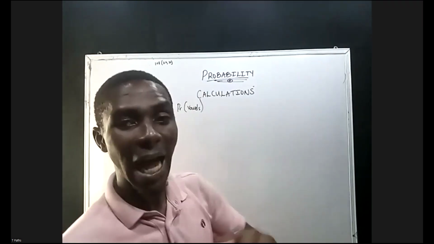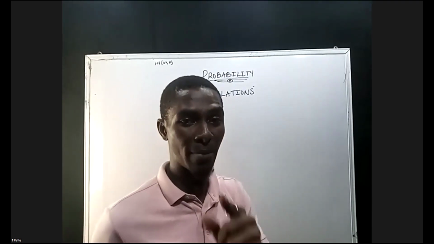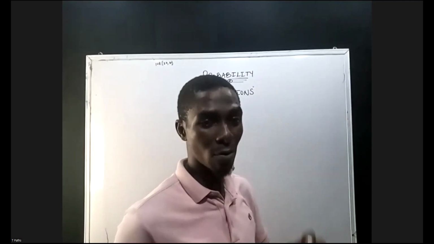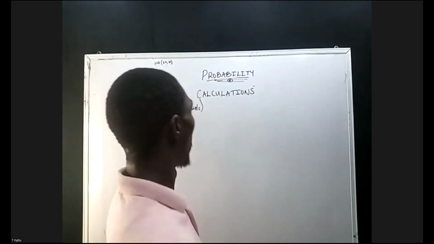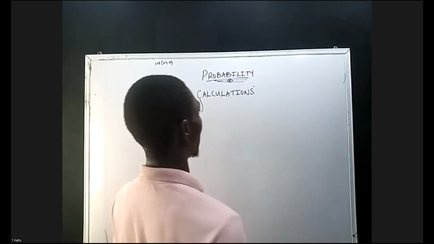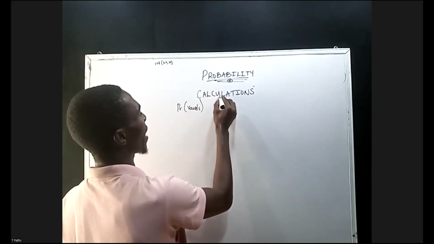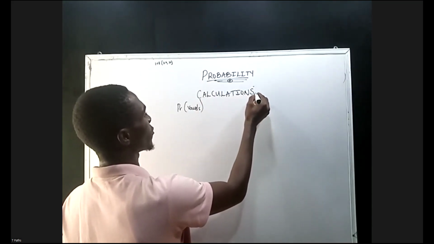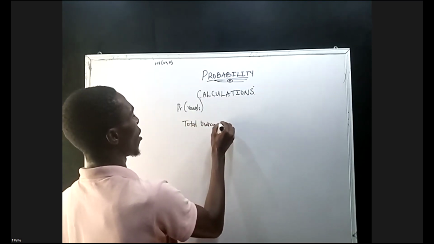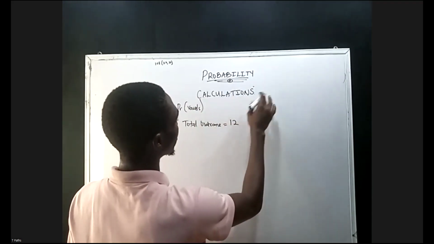Now, this question brings our idea of permutation and combination into probability. We would need to know the number of ways we can arrange the word calculations, but we won't go there. The letters of the word calculations are cut into pieces. So, how many pieces do we have? 1, 2, 3, 4, 5, 6, 7, 8, 9, 10, 11, 12. Total outcome equals 12.